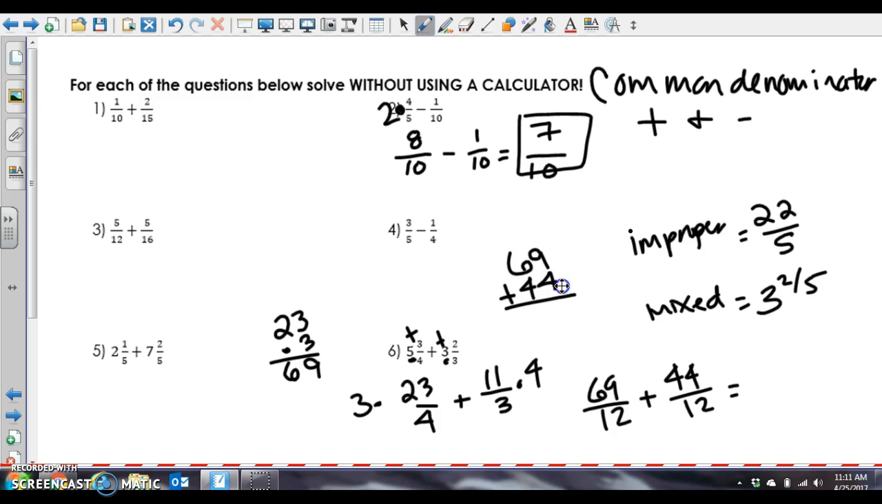You start on the right hand side and work your way left. So 9 plus 4 is 13. Write down the 3, carry the 1. 1 plus 6 plus 4. Well, 4 plus 6 is 10, plus 1 is 11. So I have 113 over 12.